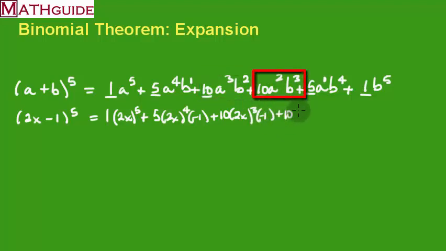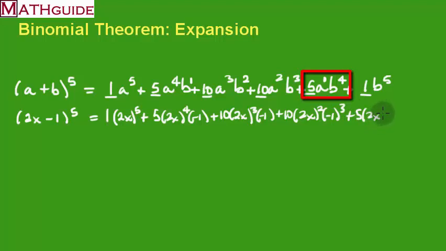Okay, so I'm replacing the a with 2x, the b with negative 1. Yeah, looks like I don't have enough room here for this last term. I'll put it down here. So I'll put b is negative 1 to the 5th power. Okay, so that's what it looks like when I expand that polynomial.